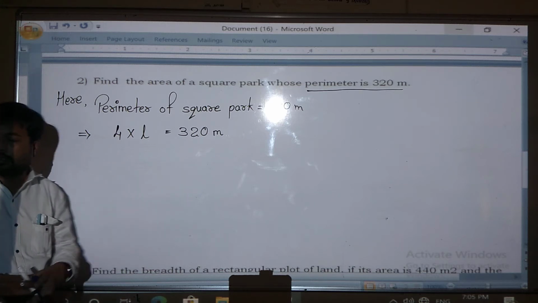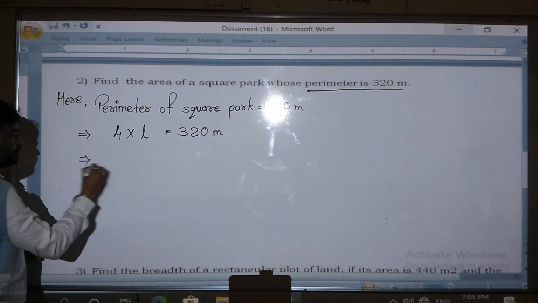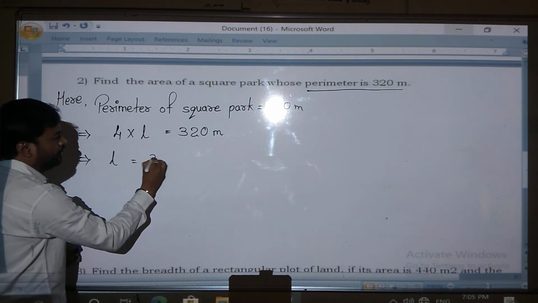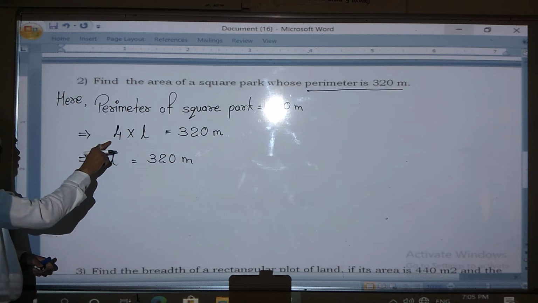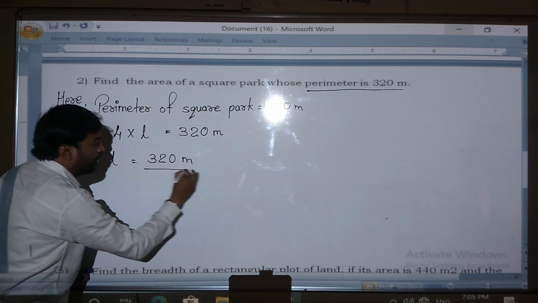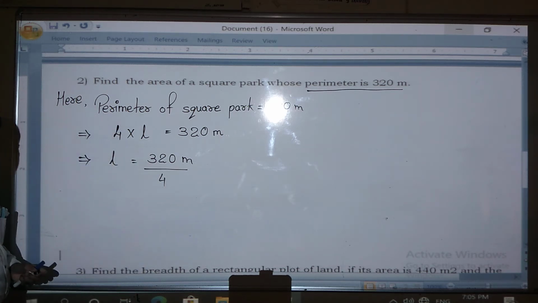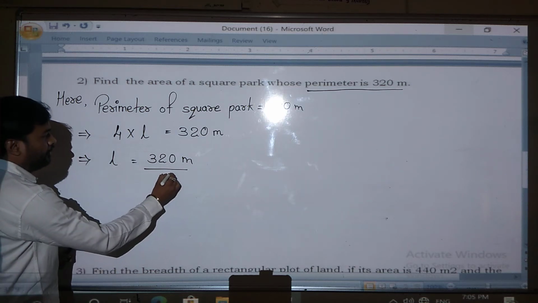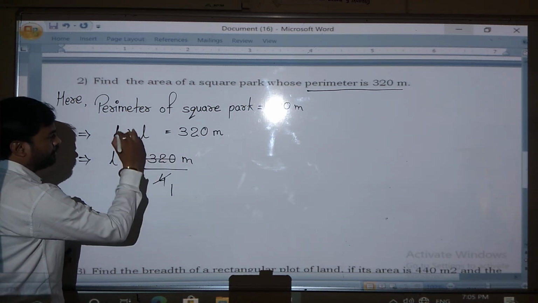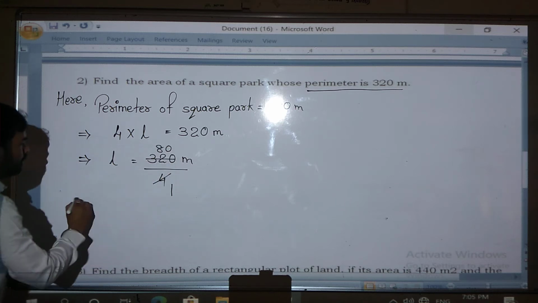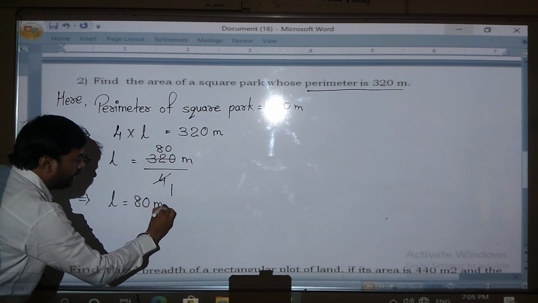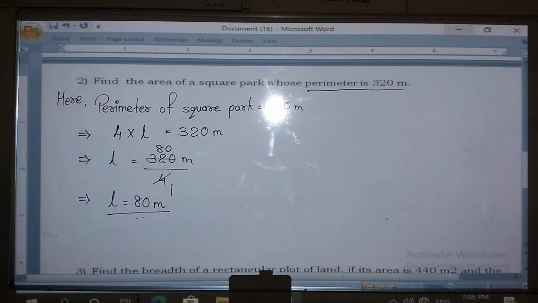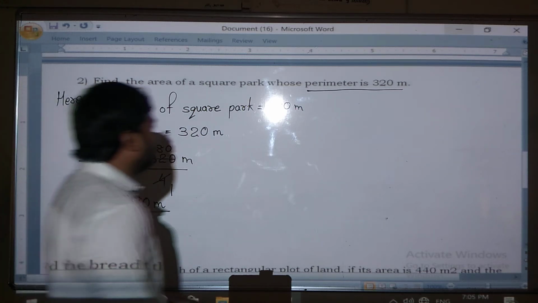I will easily get the length. So which implies length is equal to 320 meter divided by 4. Here you can see that 4 is in the form of multiplication. On another side it will be in the form of division. Right? 4 ones are 4, 4 8s are 32, so 80. So length is equal to 80 meter. We got the length. What do we have to find? Area. So how can we find it?